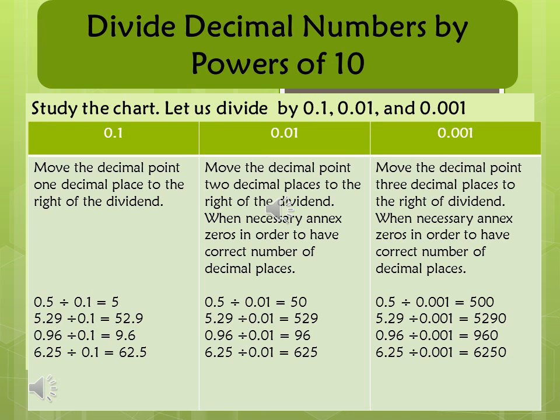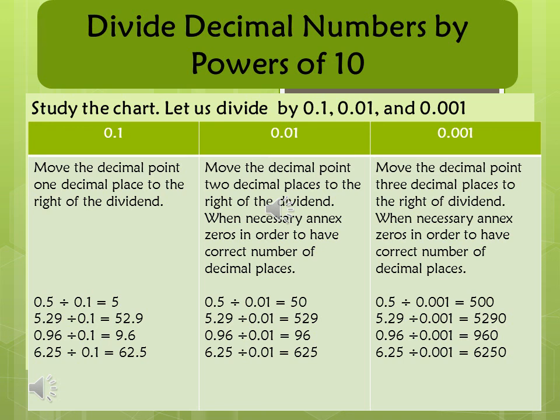Another example, 5 and 2900. Ito ang ating dividend. Divide by 10. I-move natin ng isang beses ang decimal point. Ang magiging sagot, 52.9. O 52 and 9/10. Another example, 9600 divide by 1/10. I-move nyo ng isang beses ang decimal point sa dividend. So, ang sagot natin ay 9.6 or 9 and 6/10. Another example, 6 and 2500 divide by 1/10. I-move nyo ng isang beses ang decimal point sa dividend. So, 62.5 ang magiging sagot nyo o 62 and 5/10.